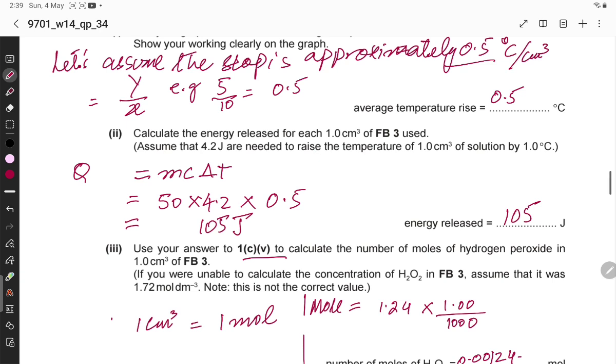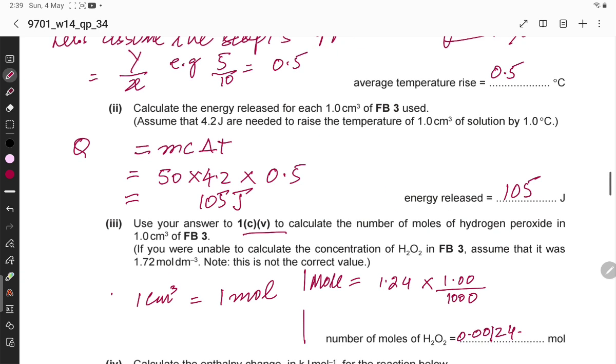Calculate the energy released for each 1 cm³ of FB3 used. Assume that 4.2 joules are needed to raise the temperature of 1 cm³ by 1 degree.